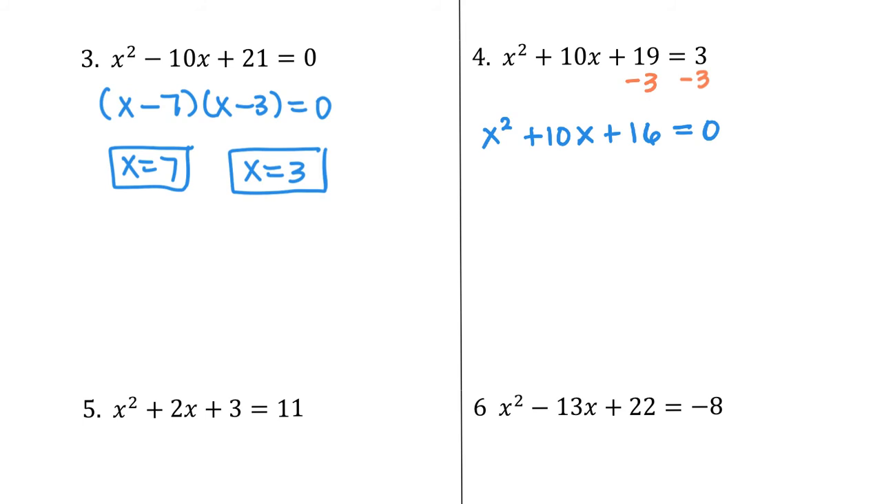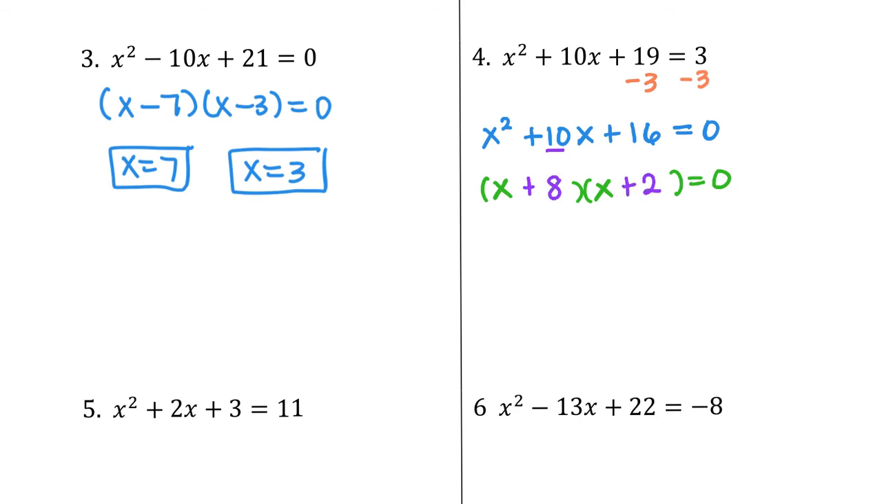Okay, now we're in standard form, so now I'm going to go ahead and factor it just like we were doing before. Because it's x to the second, I can do it in my head. 16 could be 4 times 4, but 4 plus 4 is not 10. How about 8 times 2? Yeah, it's 8 times 2.